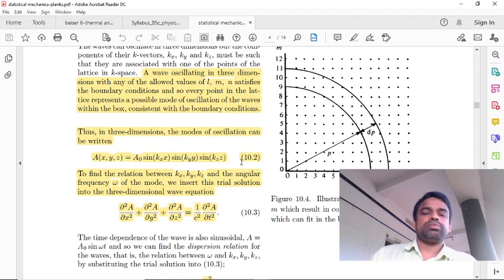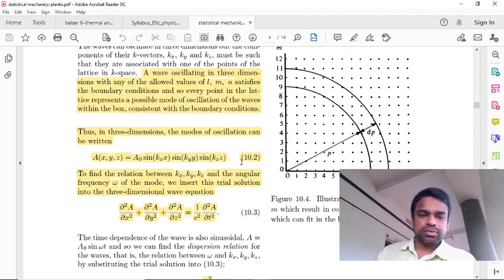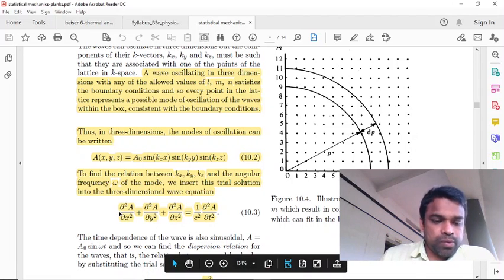To find the relation between kx, ky, kz and the angular frequency omega of the mode, we insert a trial solution into the three-dimensional wave equation. This is the three-dimensional form of the electromagnetic wave equation: del square A by del x square, plus del square A by del y square, plus del square A by del z square, equal to 1 by c square, del square A by del t square. This is the wave equation.